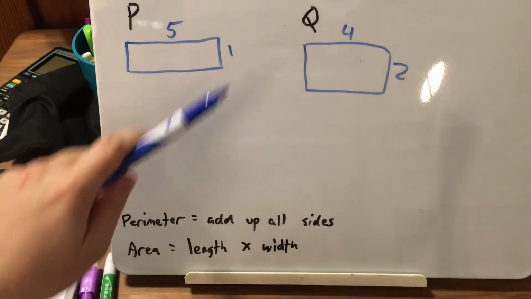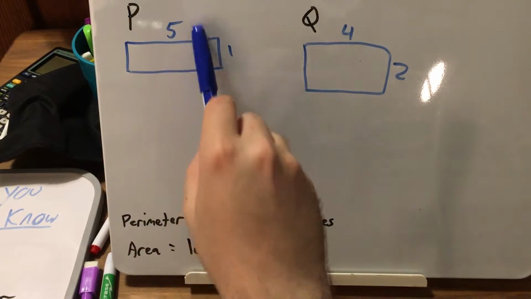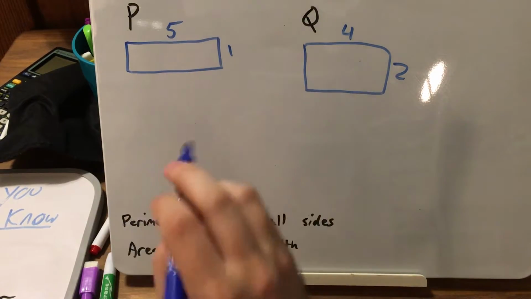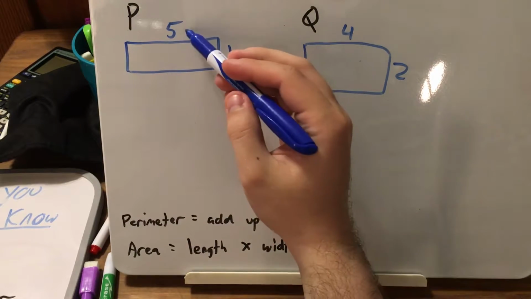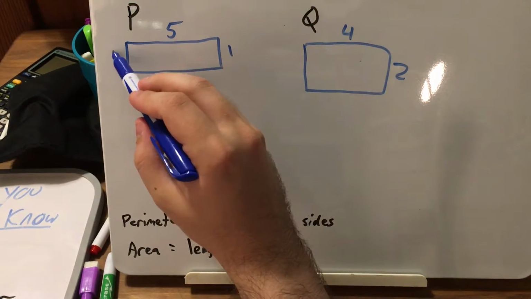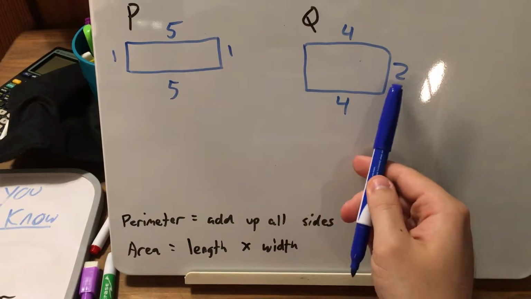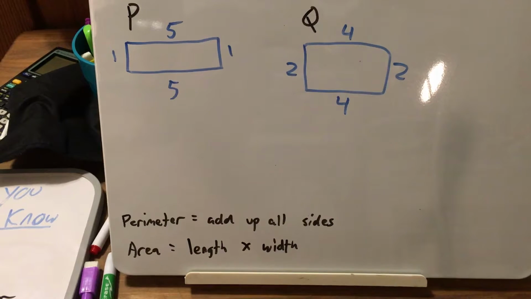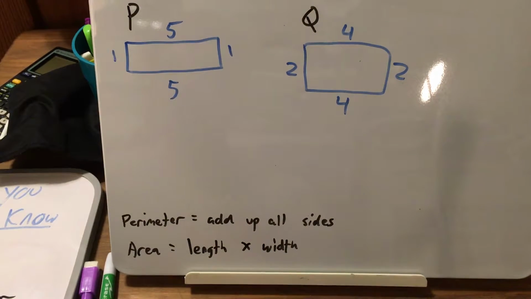And I'm going to do another quick thing with these rectangles, and I'm going to tell myself, okay, every pair of sides that are across from each other in any rectangle have to be equal. They have to have the same length. So if this one's 5, it has a twin over here that's also 5. If this one's 1, it has a twin over here that's also 1. 4 has a twin that's also 4. And 2 has a twin that's also 2. So with that, I can go ahead and find my perimeter and my area of each of these rectangles.